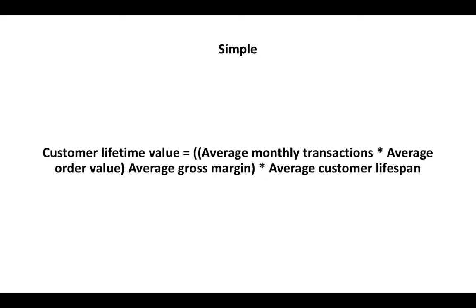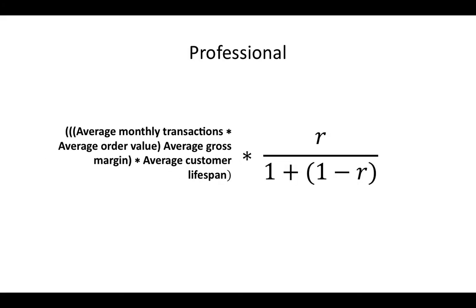Calculating customer lifetime value is just your average monthly transactions times your average order lifetime value times your average gross margin times the average customer lifespan that they will shop with your business. Again, if you don't understand any of this, feel free to send me a message and I'll answer. Okay, and the professional version is a little more difficult.